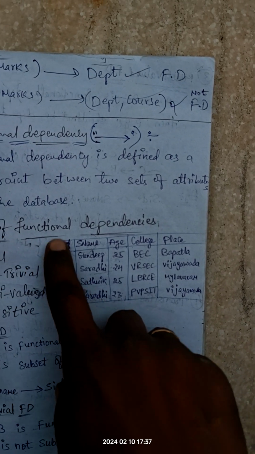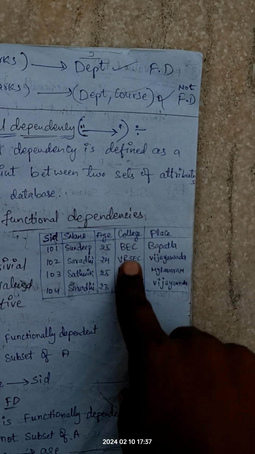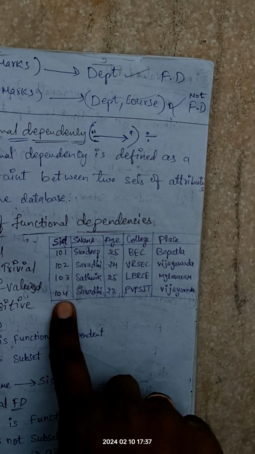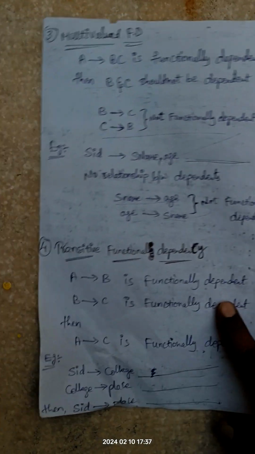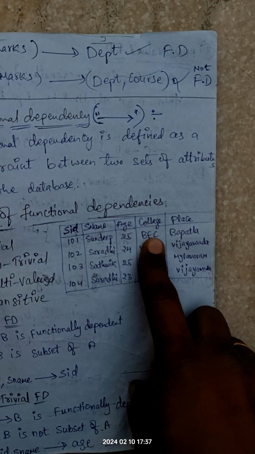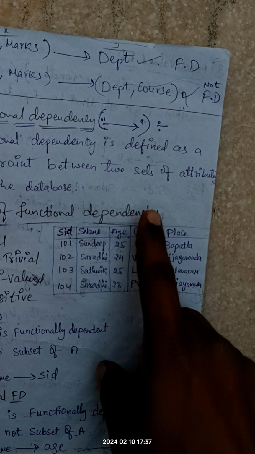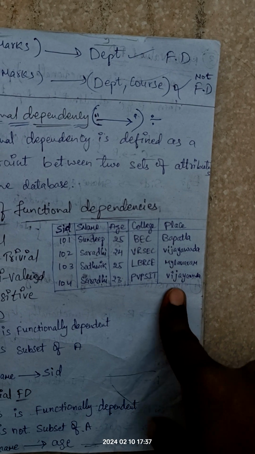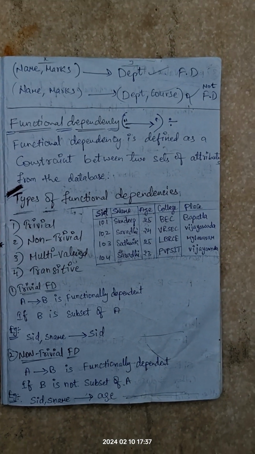Here also, college tends to place is functionally dependent because we have all different x values, and student ID tends to place, right? Student ID tends to college is functionally dependent because we have all different x values, and college tends to place is also functionally dependent because we have all different x values, right? So that is what we have here.